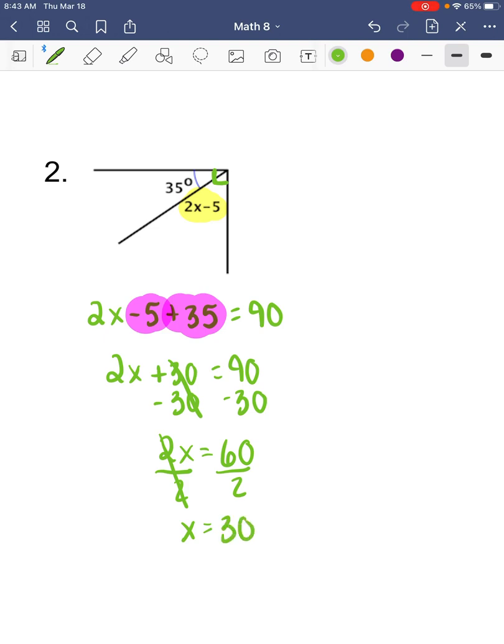Now while my x equals 30, my missing angle is 2x minus 5. So what we need to do is plug 30 in for x, and make sure you put parentheses around anything that you're plugging in for x, and we're going to find that answer in our calculator. So 2 parentheses 30 minus 5 equals 55. So our missing angle equals 55 degrees.